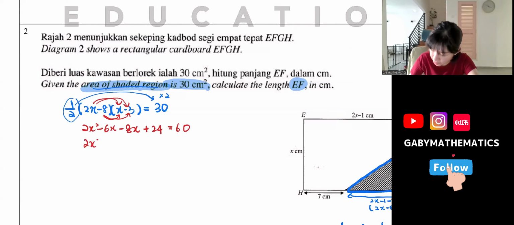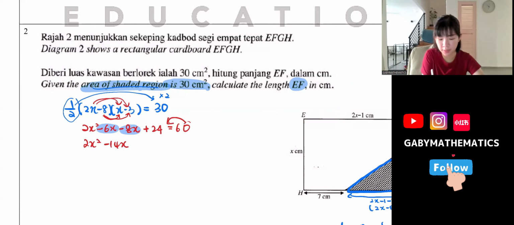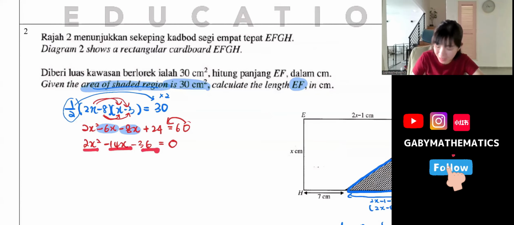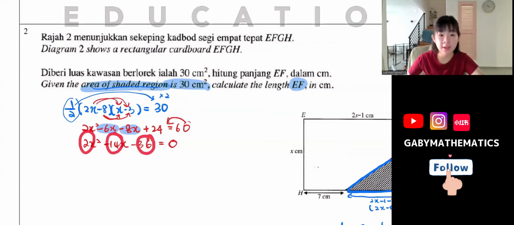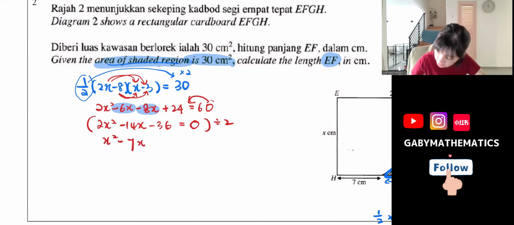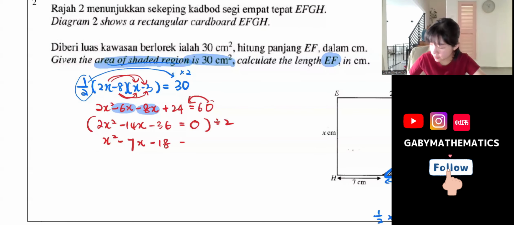Okay, we arrange it: 2x squared. Things with x: negative 6x minus 8x, negative 14x. And the 60 can bring over, becoming minus. So 24 minus 60, I get negative 36 equal 0. Now this is general form, because ax squared, then bx, then c. But when you see 2, 14, 36, everything can still be simplified. Everything divide by 2 first. So we get x squared minus 7x minus 18 equal 0. Divided by 2 is still 0.